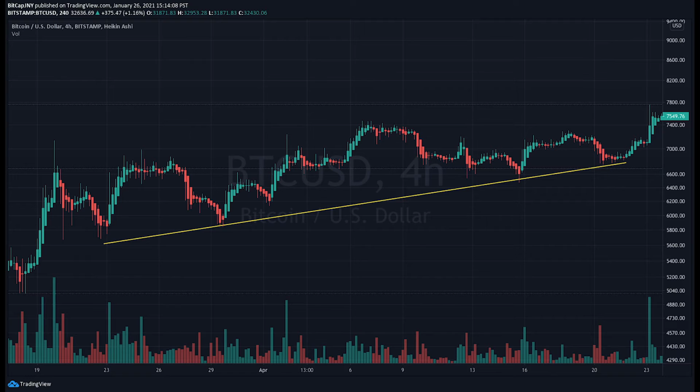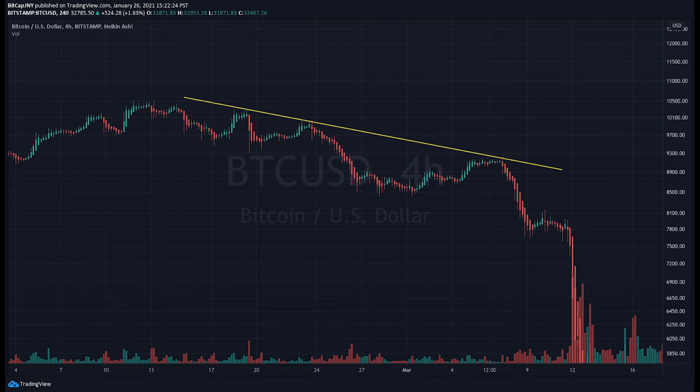Uptrends connect a series of higher lows, creating a support level for future price movements. Downtrends connect a series of lower highs, creating a resistance level for future price movements. In addition to support and resistance, these trend lines show the overall direction of the trend.